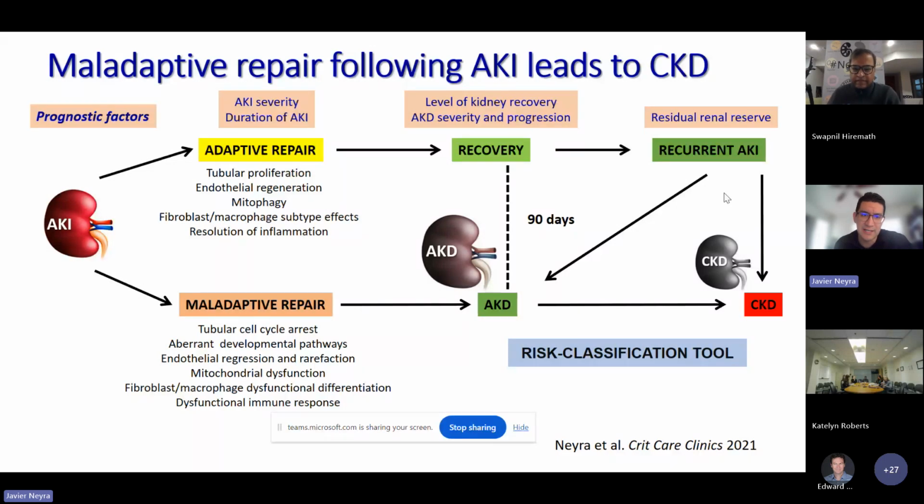For example, on the top of the slide, you can see clinical parameters that we pay attention to: the AKI severity based on the KDIGO score, the duration of the AKI, the level of kidney recovery, the category of acute kidney disease, if you like to use that classification, and of course, some surrogates of residual renal reserve that can help us identify how that kidney is going to respond to stress.